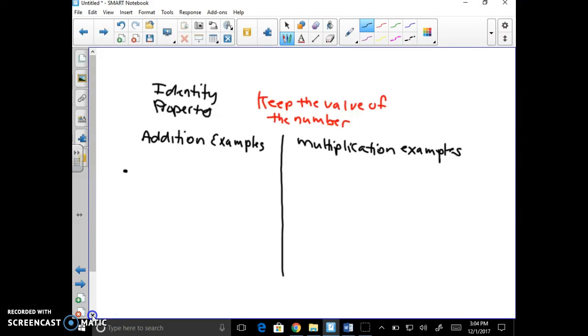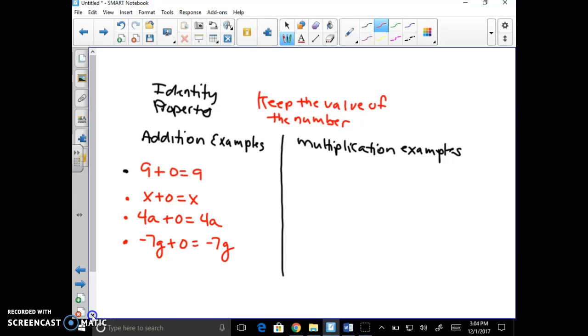So addition examples. So we know what we're adding in. 9 plus 0 equals 9. x plus 0 equals x. 4a plus 0 equals 4a. And negative 7g plus 0 equals negative 7g. On the multiplication side, 7 times 1 equals 7. 1/4 times 1 equals 1/4. 6x times 1 equals 6x. And negative 3b times 1 equals negative 3b.